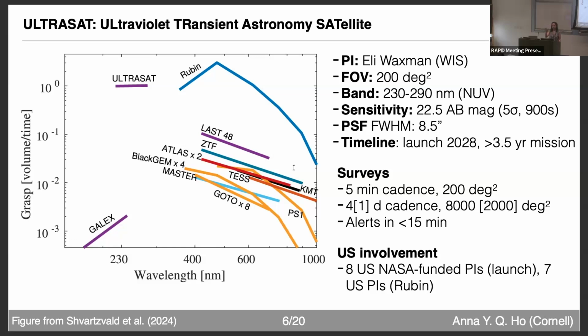It will image that field once every 5 minutes, and it will do the north ecliptic pole for 6 months and then switch to the south ecliptic pole and go back in summer and winter. And then it will do some tiered longer cadence surveys. So this plan actually recently changed. So a 2,000 square degree field at a 1-day cadence and 8,000 square degrees at a 4-day cadence. There will be public alerts that should be available within 15 minutes of the observation.